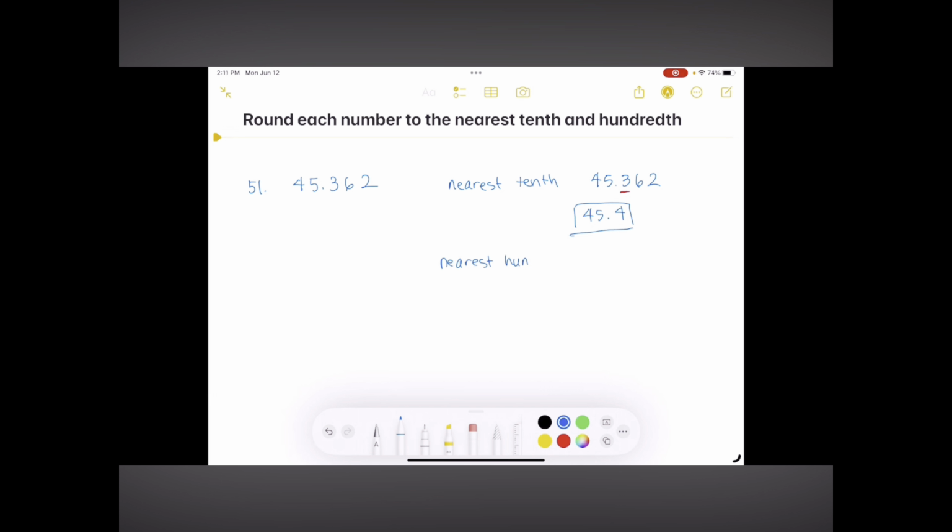To find the nearest hundredth, we look at the digit 6. And since the next digit over to the right is 2, which is less than 5, we need to round down. So the nearest hundredth would be 45.36.